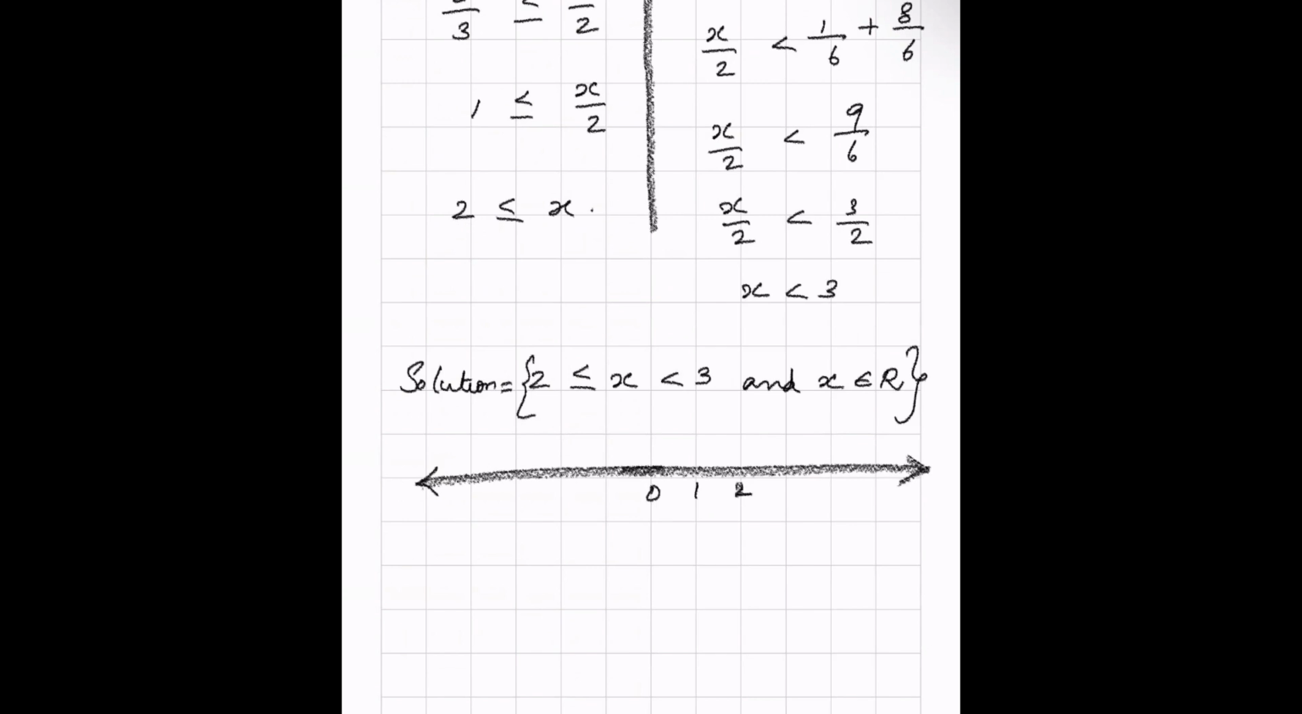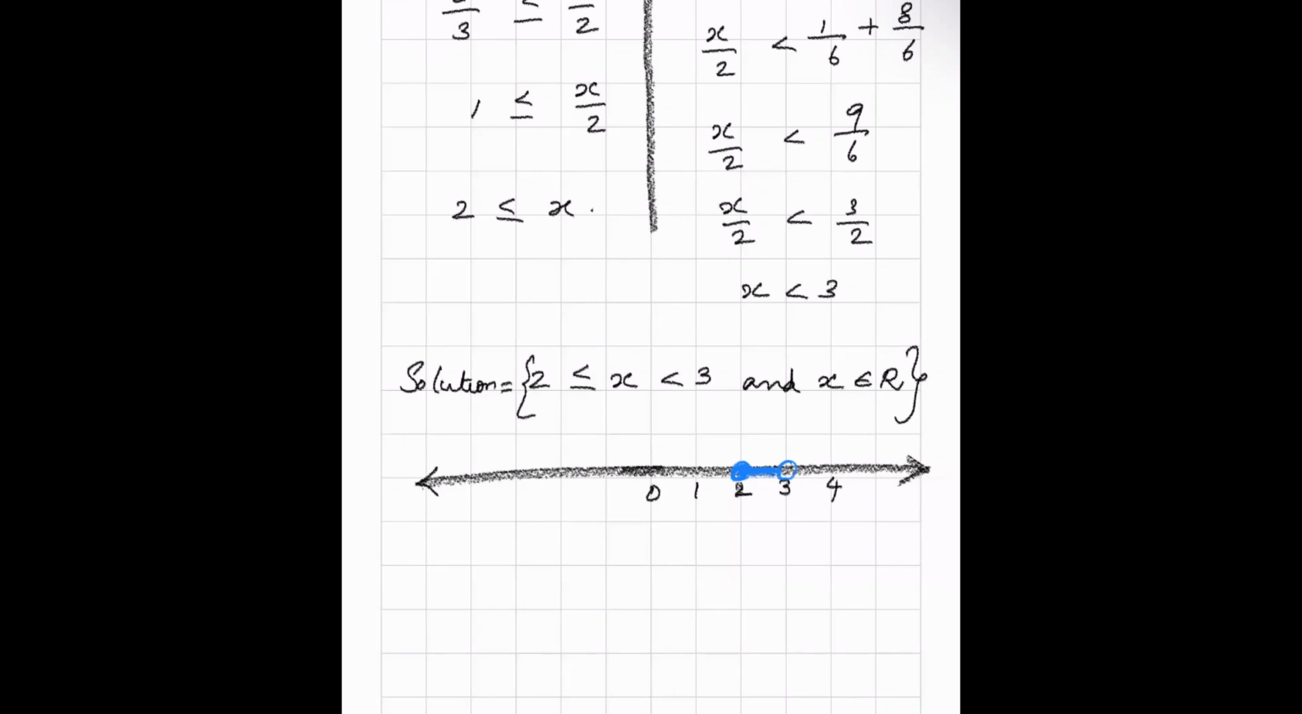Now you draw a straight line. 0, 1, 2, 3, 4. 2 less than or equal to x means 2 is included. 2 is included means highlight 2. Less than 3 means circle. It is a hollow circle. 2 is darkened, 3 is hollow. Now connect this line because this is real number. So any number between 2 and 3 is also part of the solution set. So connect them like this.